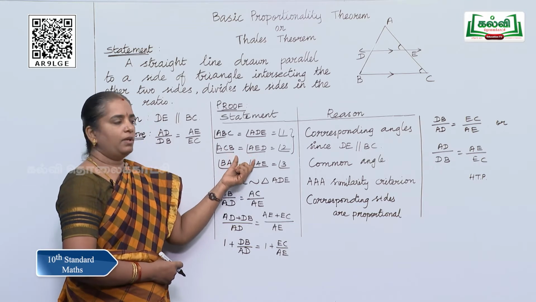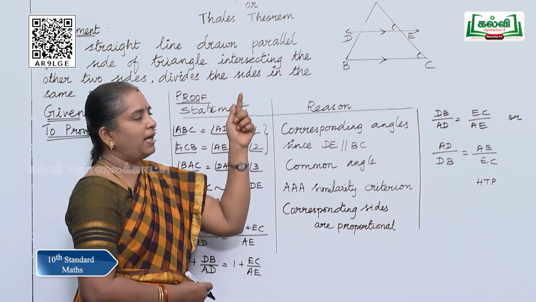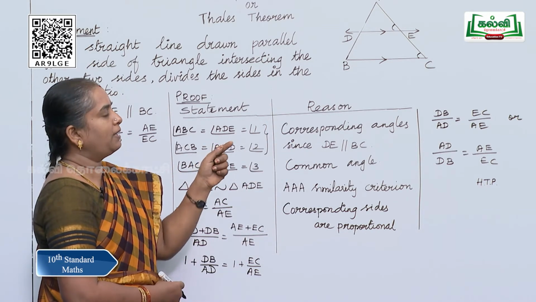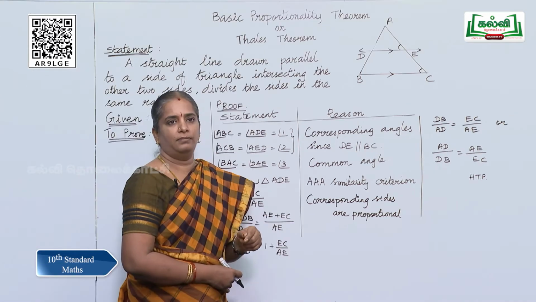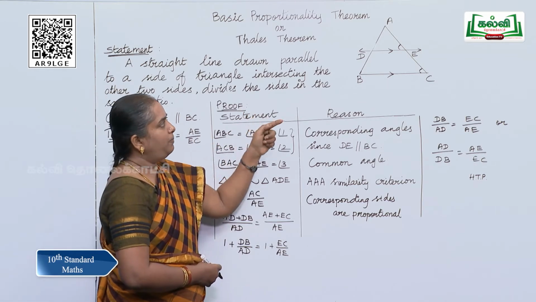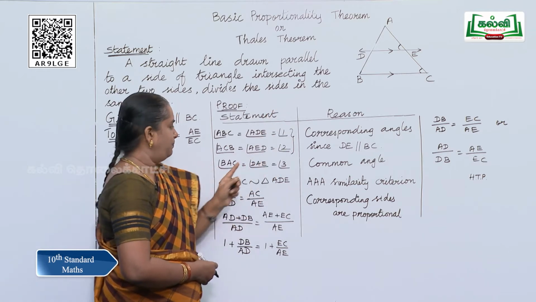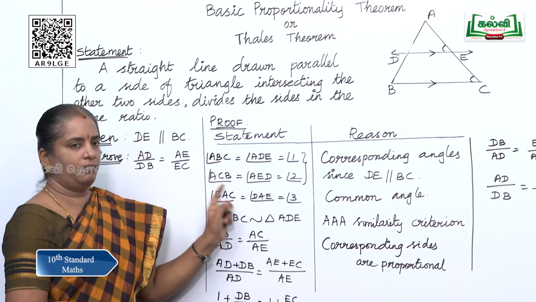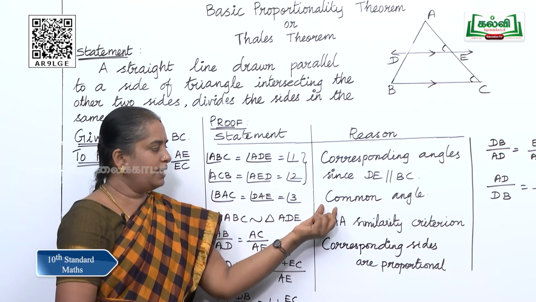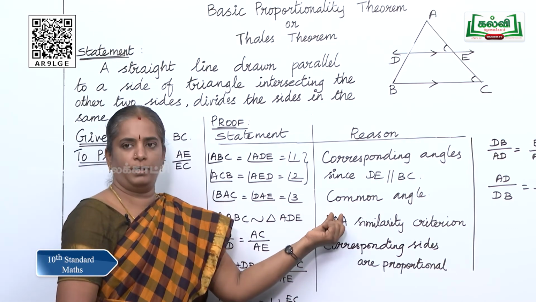One more thing, for both the triangles, triangle ABC and triangle ADE, A is a common angle. Angle A is common. So, let us name it as angle BAC and angle DAE. These two angles are equal and let us name those angles as angle 3. So, since A is common, these two angles are equal.